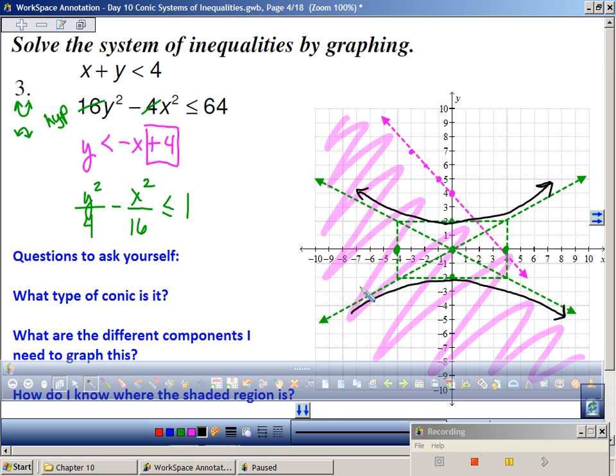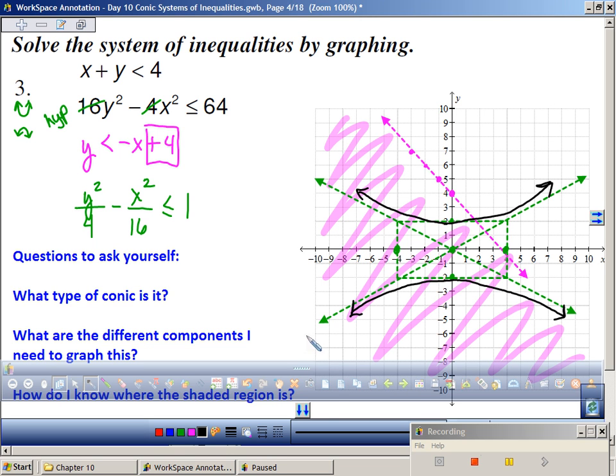Devin, ask me again. Because y squared came first. We're working off of the y-axis right now. Make sense? If the y comes first and we're oriented around the y, that means my branches are going to be coming off the y. Make sense?